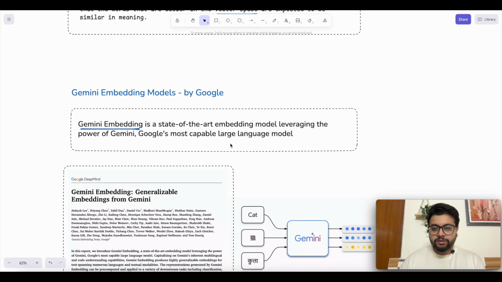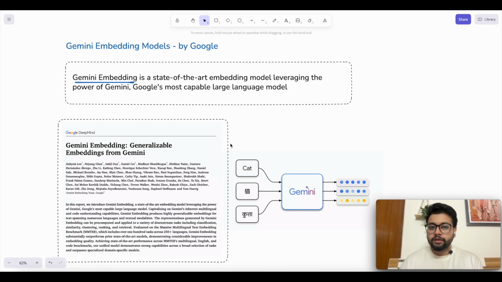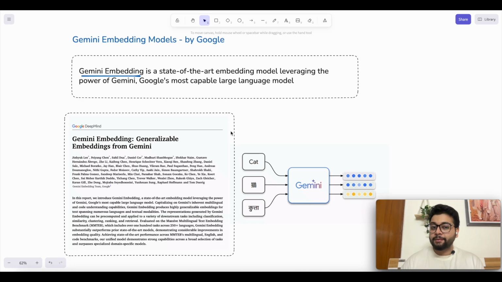Now let's talk about the Gemini embeddings. These are the embedding models created by Google, obviously, and they are created through the Gemini model. So these embeddings are trained on the Gemini model. Once the Gemini large language model trains it, the Gemini embedding learns and tries to understand the vector embeddings and the semantics of the words, phrases, and sentences, right? And Gemini embedding is a state-of-the-art embedding model leveraging the power of Gemini, Google's most capable large language model.